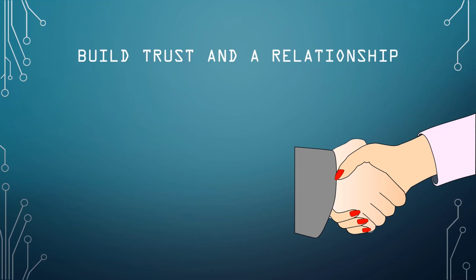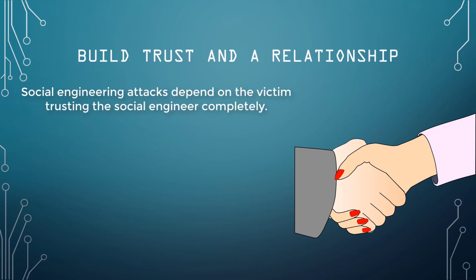Once the social engineer has chosen an employee to target, the next step is to gain the trust of that person and build a relationship with them. Social engineering really depends on the victim trusting the social engineer completely. If there is a hint of doubt, the attack might not be successful.